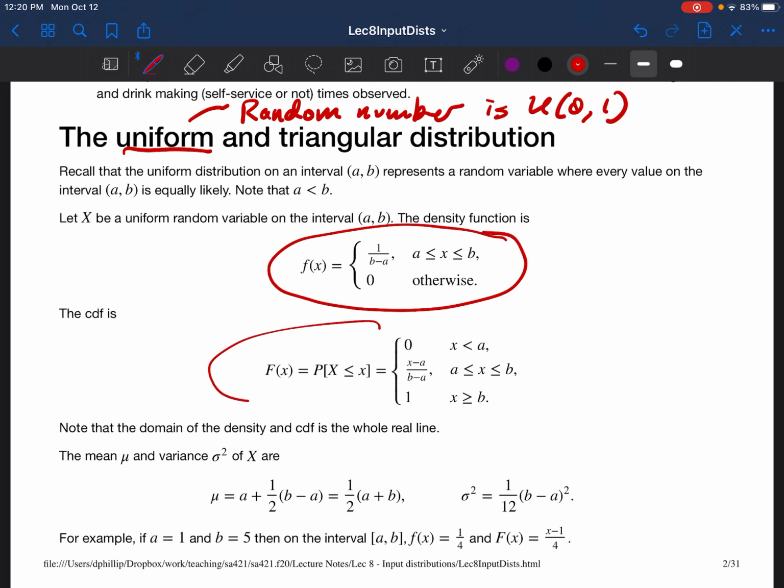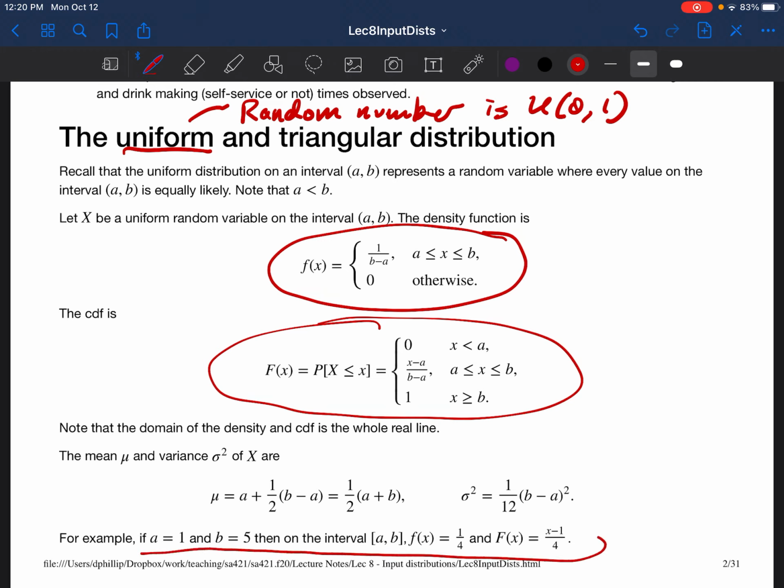You can look at this distribution function here. That's the CDF. And it has the following mean and variance as given by these formulas. Okay, and here's an example. Again, go through these examples to make sure you understand how the formula matches up here.